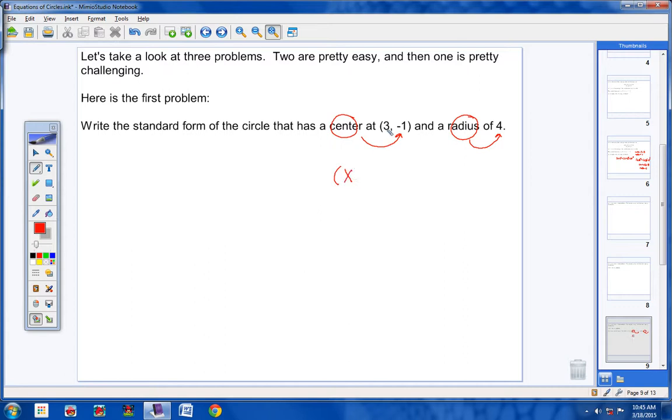X, change the sign of the 3, quantity squared, plus y, change the sign of the y, equals, take your radius and square it. Now, I don't care on a test or a quiz if you put 4 squared or if you put 16. I don't care which one of these 2 you put. It doesn't matter to me, okay? But there we go, we're finished. Moving on to the next problem. It's that easy. So if I ask you to write the equation of a circle, you need 2 things, center and radius. Alright, next problem.